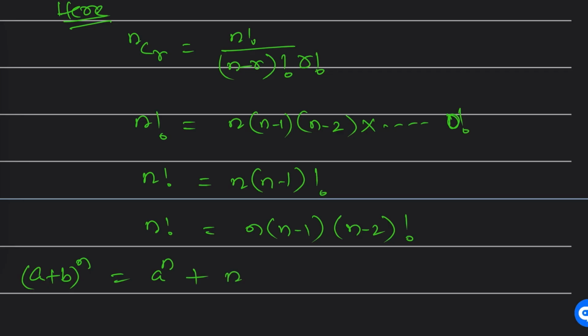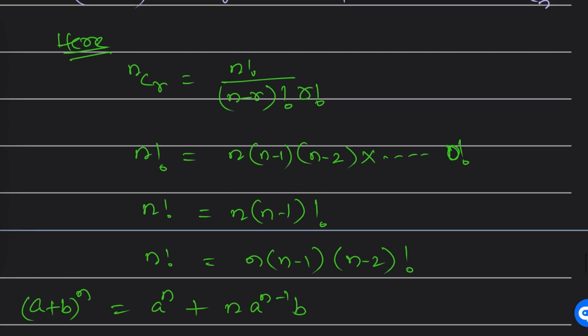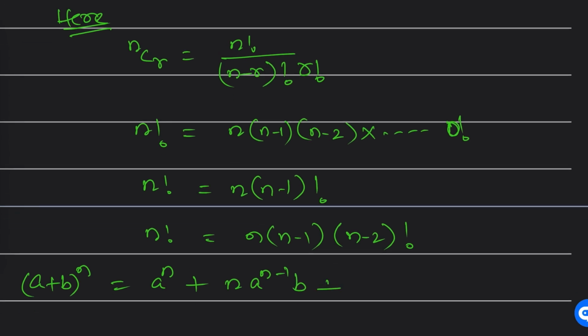NC1 means n, you can solve it yourself, there is no requirement of expansion because I already told you the formula. I'm just discussing the formula. NC1 is n, a power n minus 1 and b power 1, plus so on up to here. NCn is again 1, a power 0 is 1, and b power n is left over.